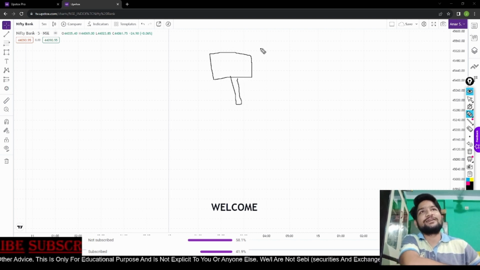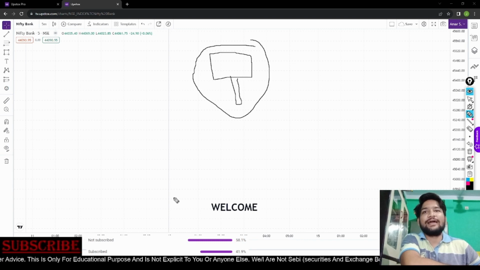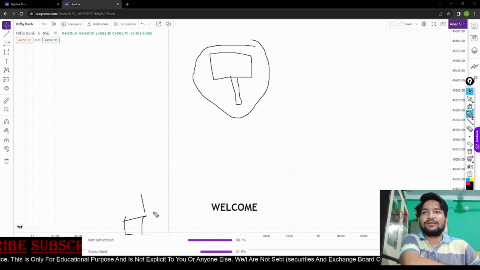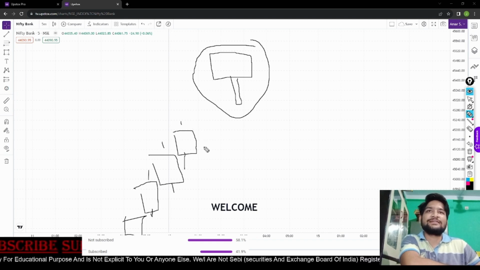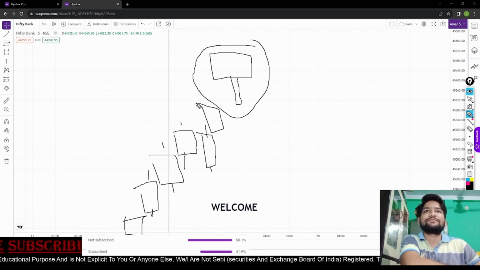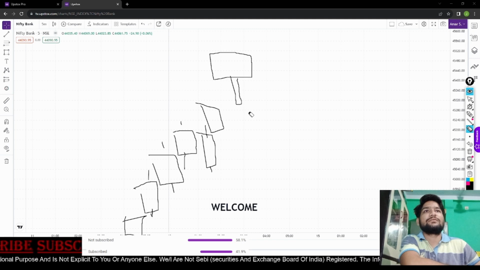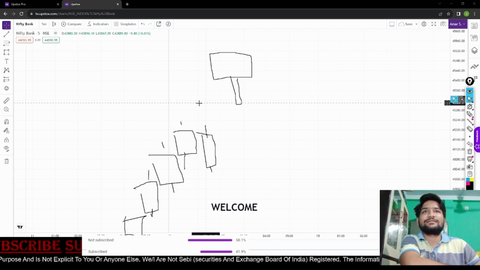Suppose this is the hanging man candle which has formed at the top, and it is a buying trend, right? In a buying trend, we have seen a candle here, then a second candle here, then this candle. These are all green candles, right? And it is a buying trend, and it doesn't matter if some candles close red, because in a buying trend there can also be red candles.